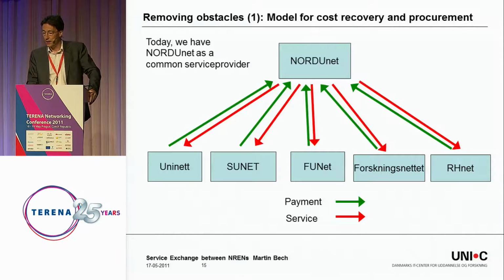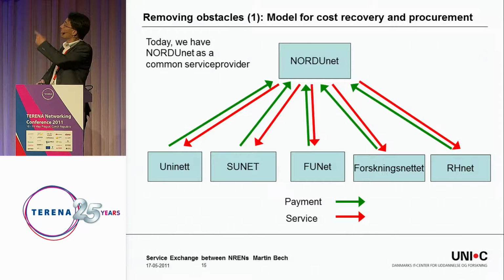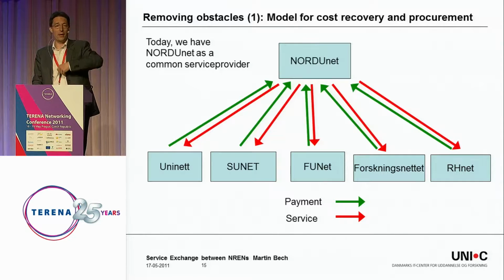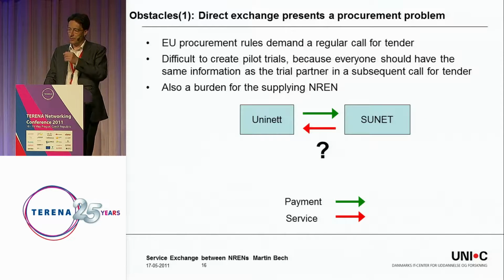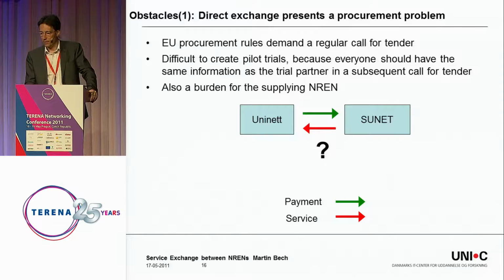Let's start with the model for payment or cost recovery, procurement, whatever you call it. Today we have a scheme, at least in the Nordic area, where we get a service, that's the red arrows up there, and for that we pay to that regional community entity, Nordjonet. But if we are going to exchange services between two networks in the Nordic area, then usually, if it's over the threshold, we'll have to go through a procurement process.